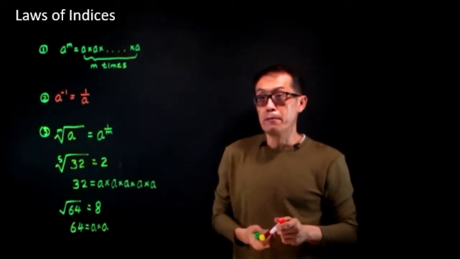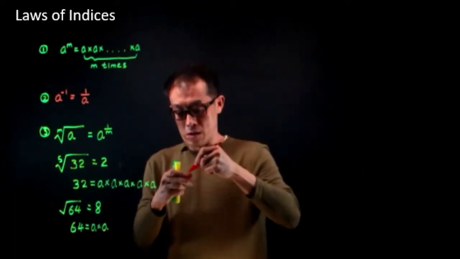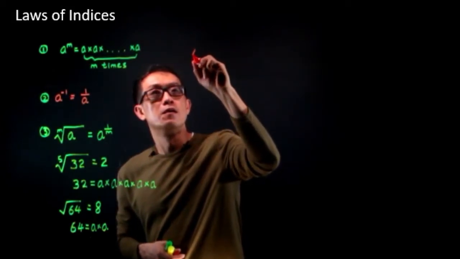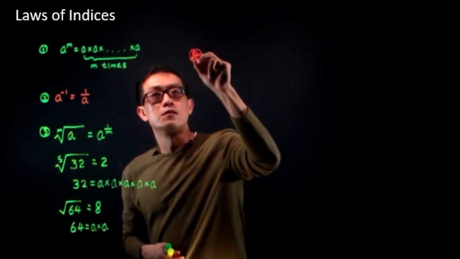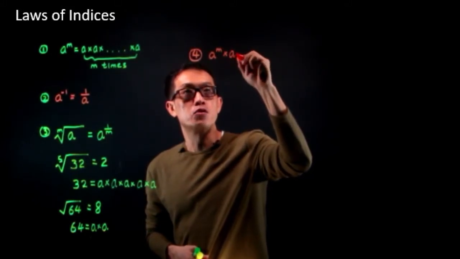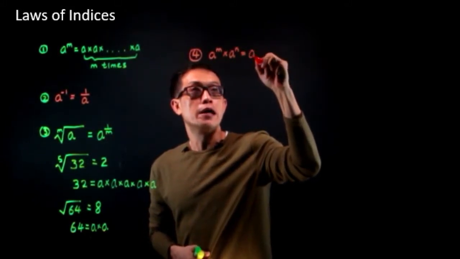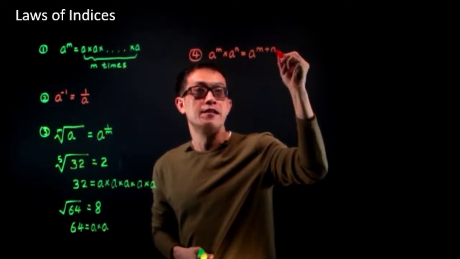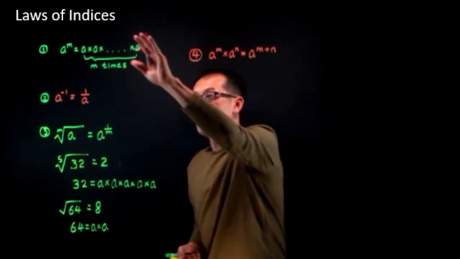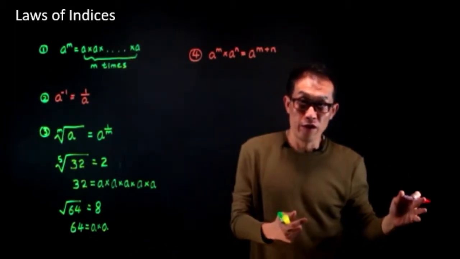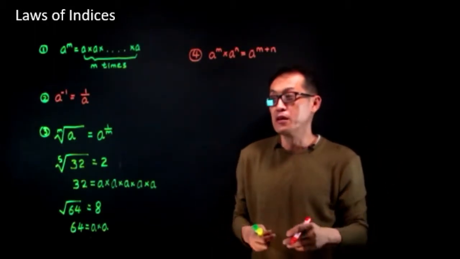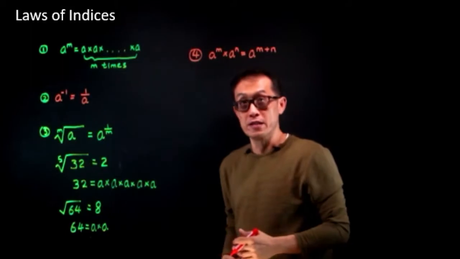Now, how about rule number 4? Rule number 4: A to the power of m times A to the power of n is equal to A to the power of m plus n. Now, there's a reason why this is so. The rest of the rules mainly use these 3 rules to prove. So for the rest of the rules, there's a reason why. The first 3 rules, there's no reason. It is just like that. People decided to call it this way.